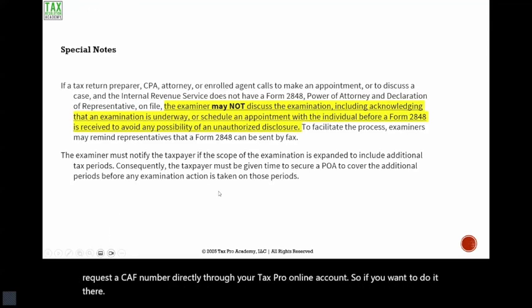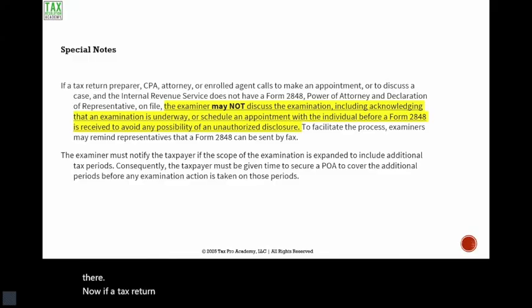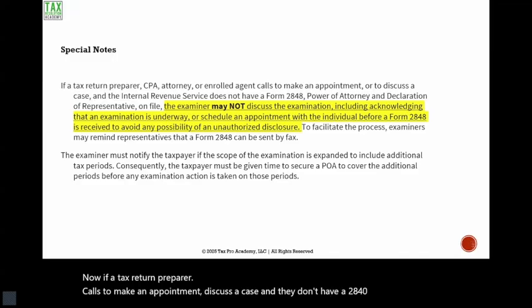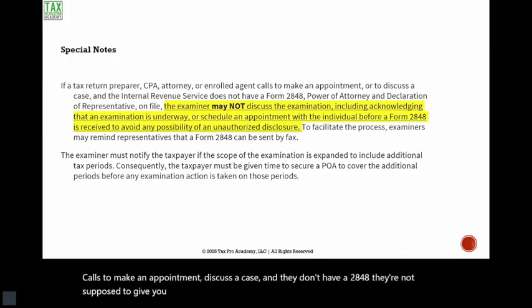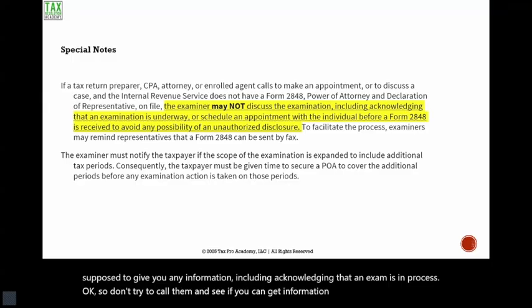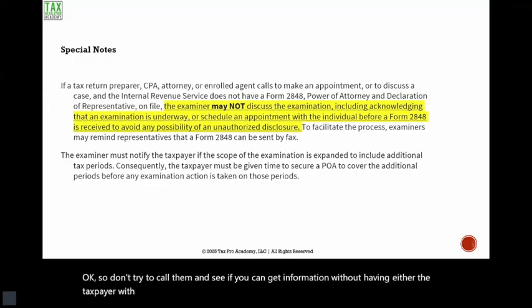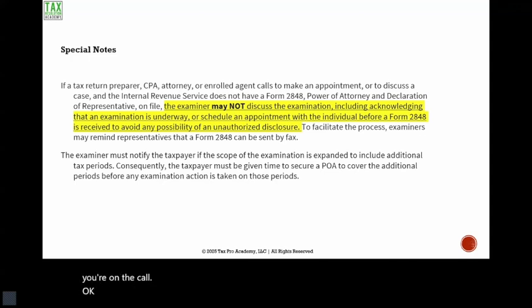Now, if a tax return preparer calls to make an appointment or discuss a case, and they don't have a 2848, the IRS is not supposed to give you any information, including acknowledging that an exam is in process. So don't try to call and get information without having either the taxpayer with you or the 2848 that you can send directly to them while you're on the call, or fax it in advance and then call an hour or two or a day later.